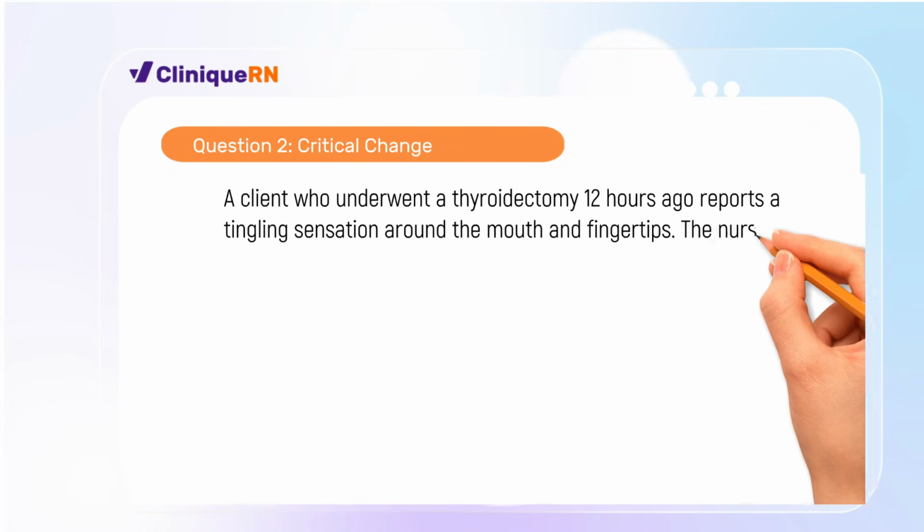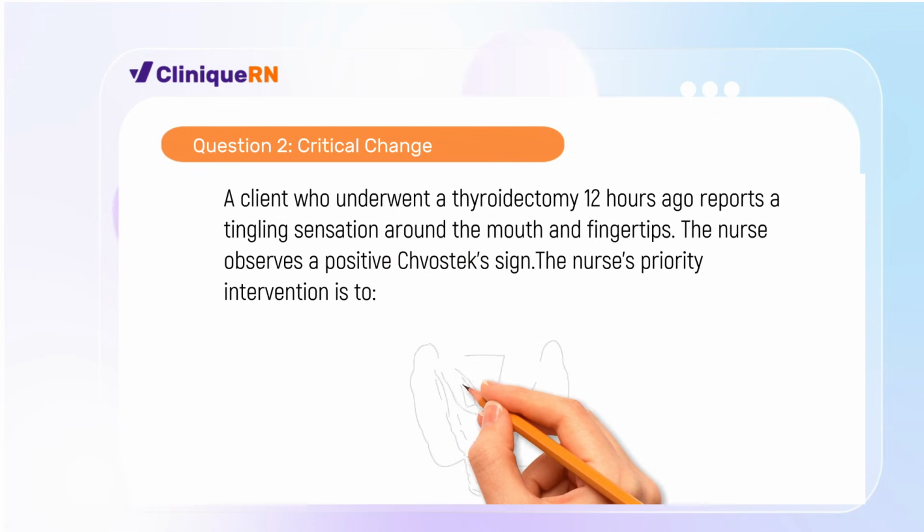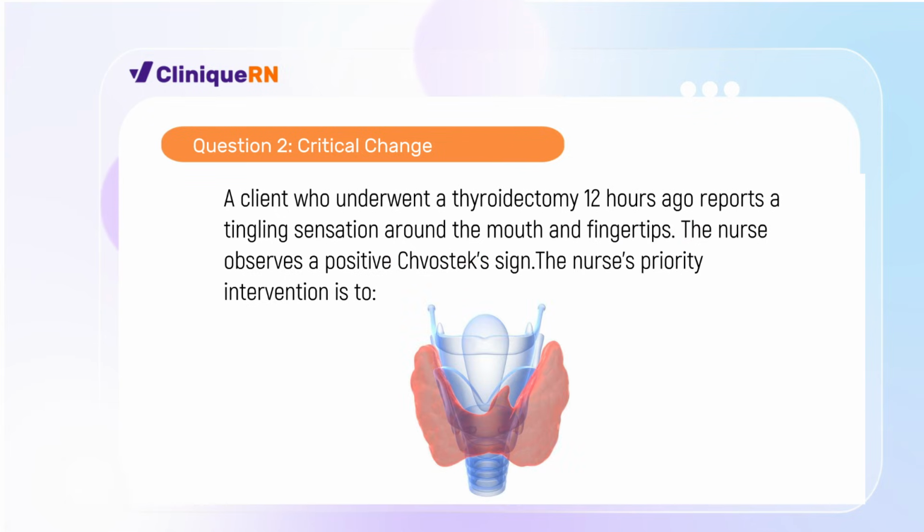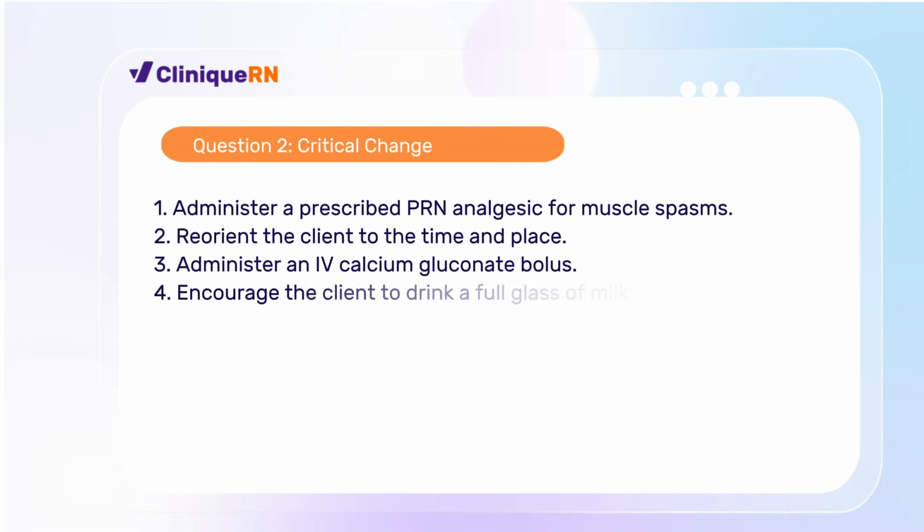Question 2. Critical change. A client who underwent a thyroidectomy 12 hours ago reports a tingling sensation around the mouth and fingertips. The nurse observes a positive Chvostek sign. The nurse's priority intervention is to: 1. Administer a prescribed PRN analgesic for muscle spasms. 2. Reorient the client to the time and place. 3. Administer an IV calcium gluconate bolus. 4. Encourage the client to drink a full glass of milk.